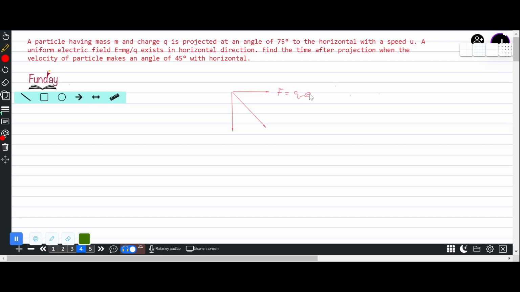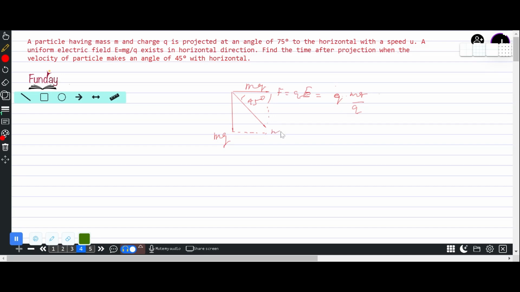So the resultant would be mg root 2, in the 45 degree direction from horizontal or vertical, whichever. Because both the vectors are the same, the magnitude is the same, the direction would be 45 degrees, and the magnitude will be mg root 2.